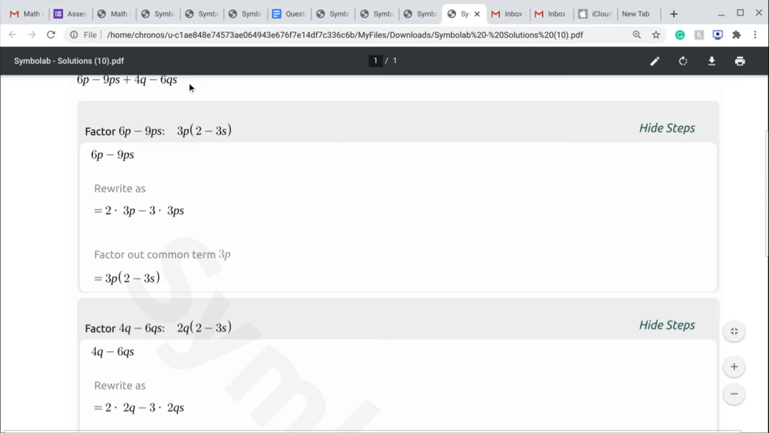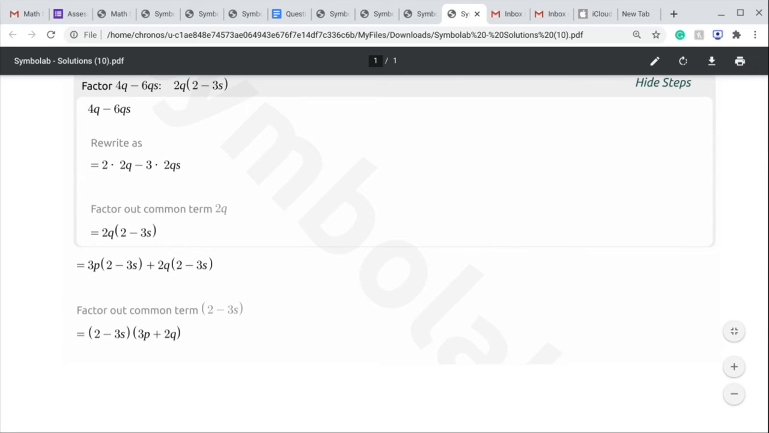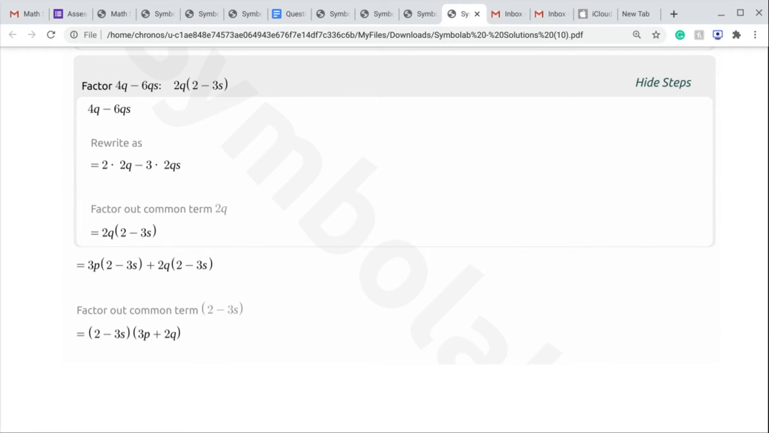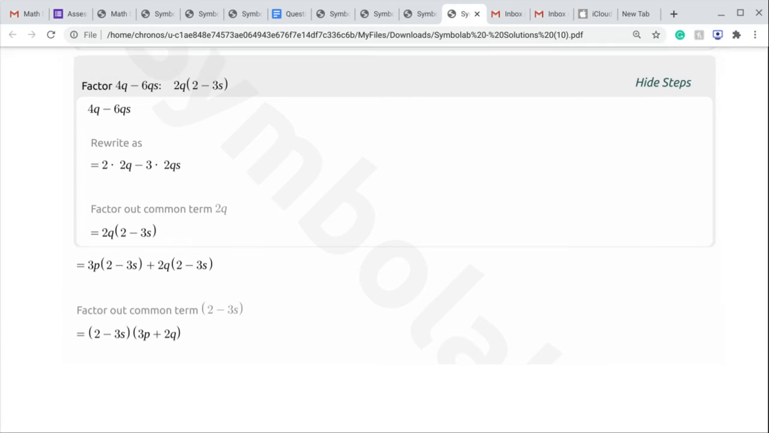We need to complete now the 4q minus 6qs. The 4q minus 6qs can be rewritten again fundamentally. You're trying to break it down to its bare essence. So we say 2 multiplied by 2 gives us 4, and 2 multiplied by 3 gives us 6. Remove the negative sign. Now we have a shared value of 2 between 4 and 6.